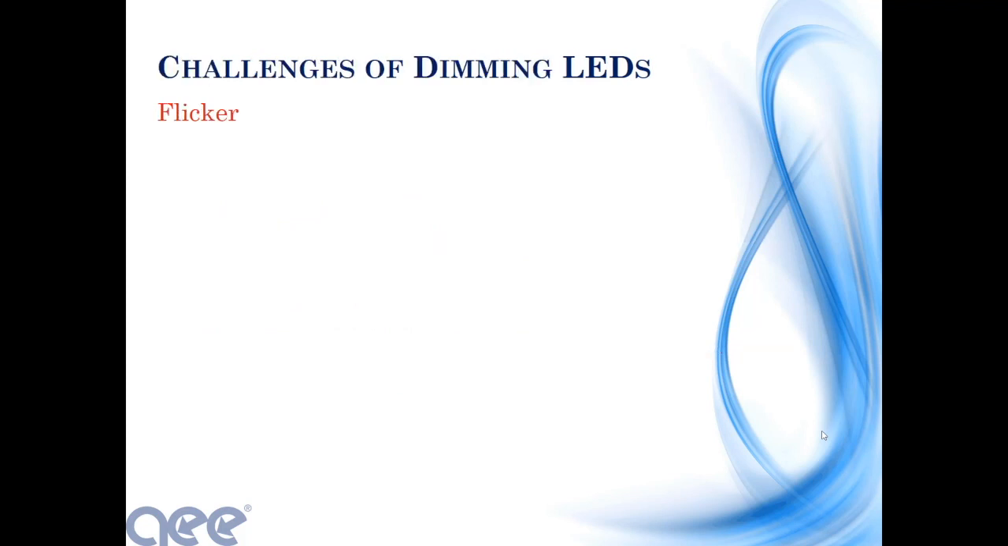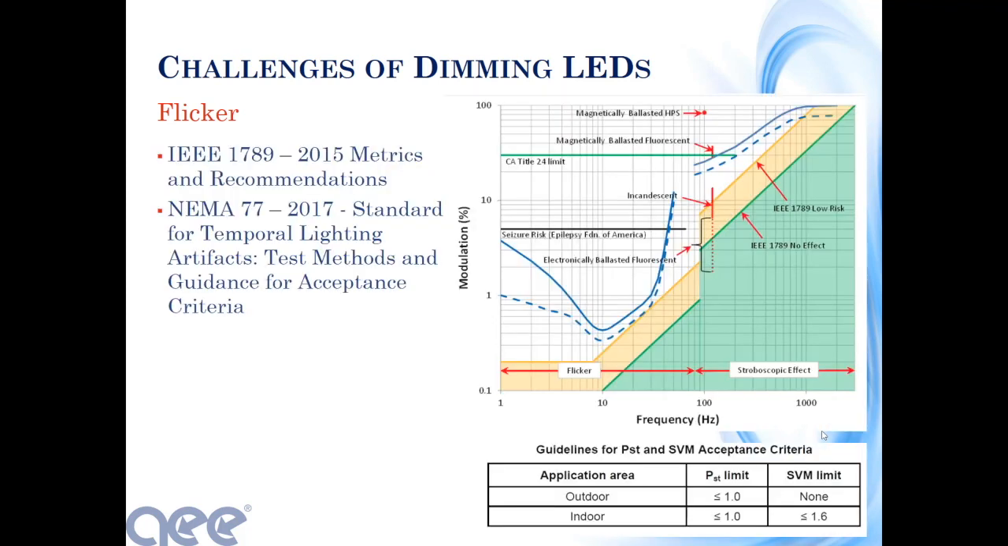All right, so challenges with dimming LED: flicker. Flicker is huge right now, mostly because there have been a couple of standards that have come out. The IEEE came out with something back in 2015, which was supposed to be more about biological effects, and they came out with a pretty stringent curve as far as how much flicker something can exude. And this is not just in dimming. It's more critical in dimming, but it's actually typical in normal installation.